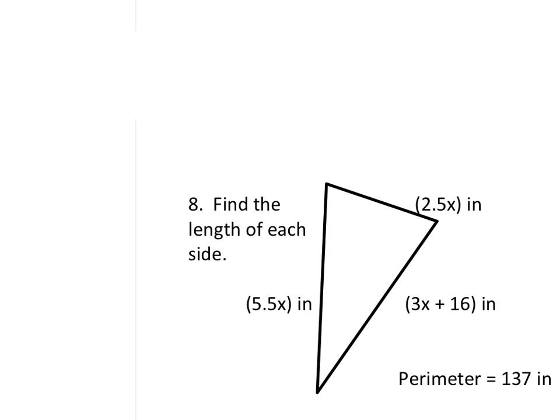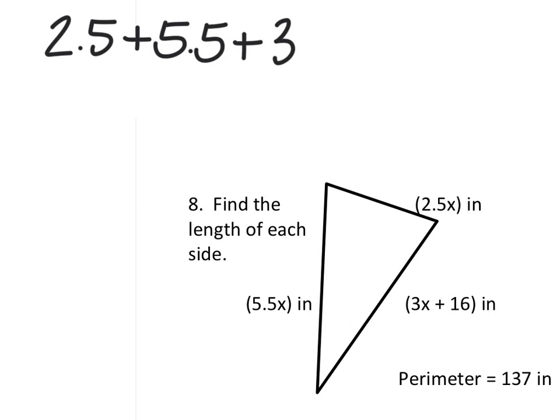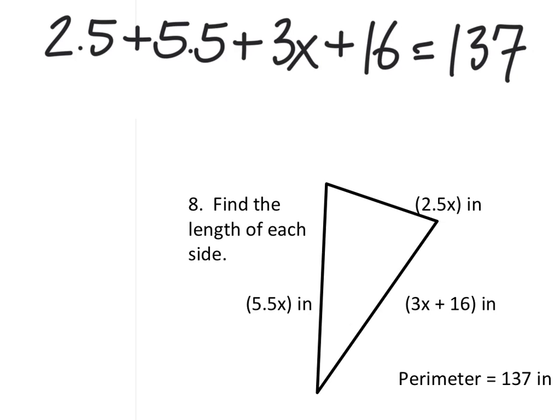Let's go ahead and do number 8. I hope that's big enough for you guys to see. In any case, if you can't, just open up a new window with the actual practice test that you can download from Canvas. All right, the perimeter is the sum of all 3 sides. So I'm going to add all these together: 2.5x plus 5.5x plus the 3x plus 16. And it tells us that the perimeter is 137.